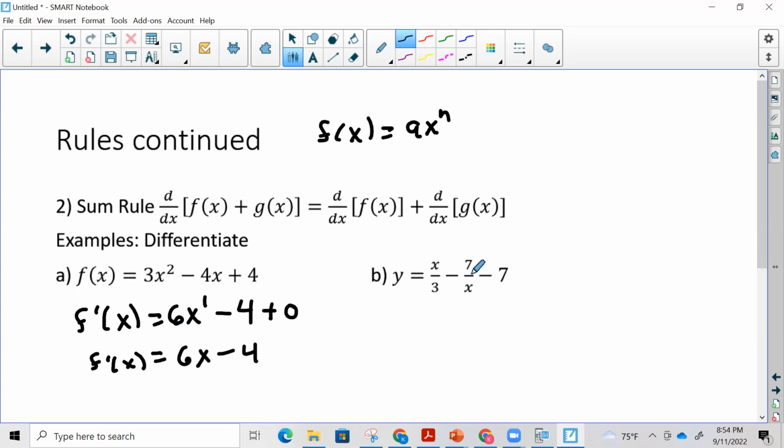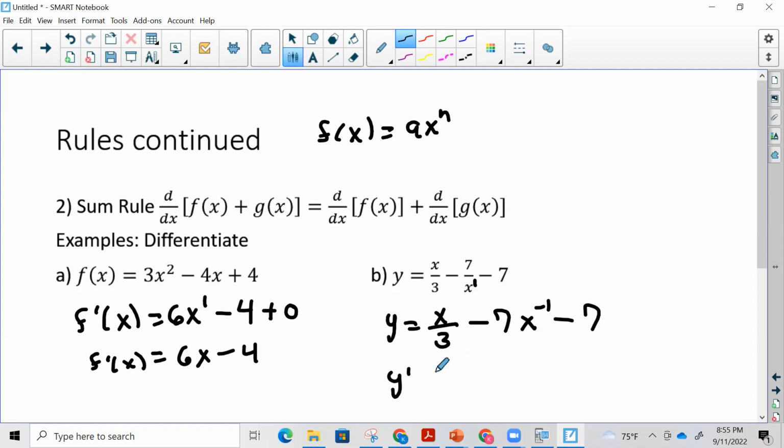For y equals x over 3 minus 7 over x minus 7, the first thing is we're going to get stuck on the second term unless we change the format. So that's what I'm going to do first. I have x over 3 minus, and then I'm going to make it x to the negative first. This is x to the first in the denominator. To move it to the numerator, we make the exponent negative, minus 7.